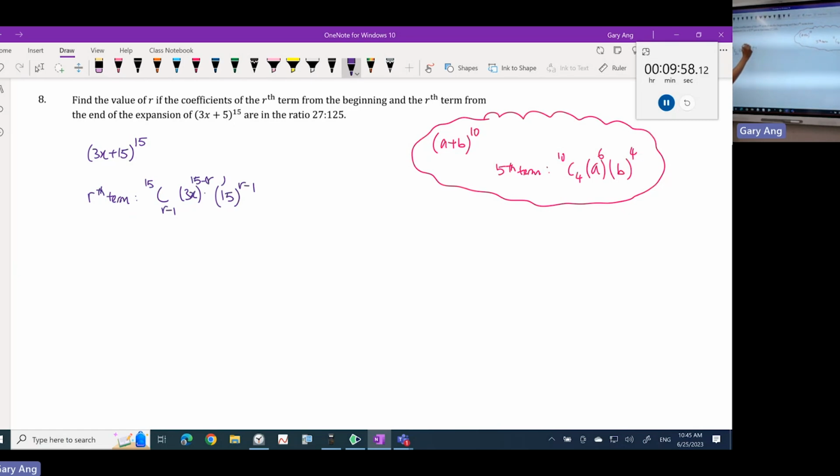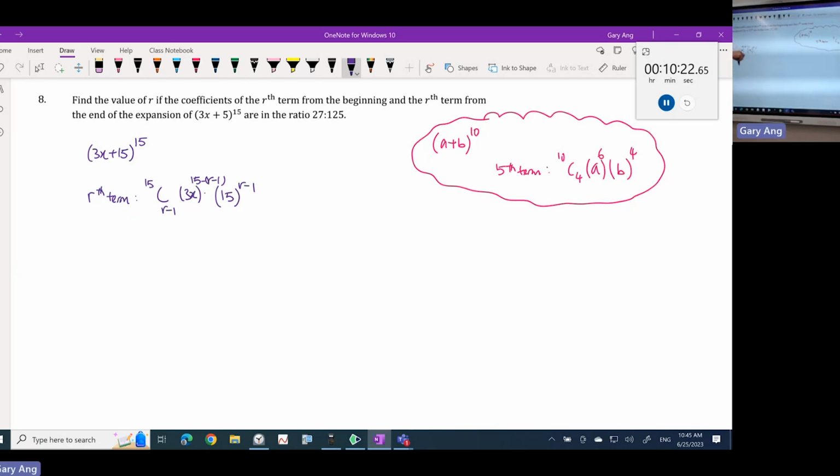I know, it looks complicated, right? It looks bloody complicated. But this is the R term from the beginning, from the front. Now we have a problem. The next problem is the R term from the end. Alamak. How? What is the R term from the end?